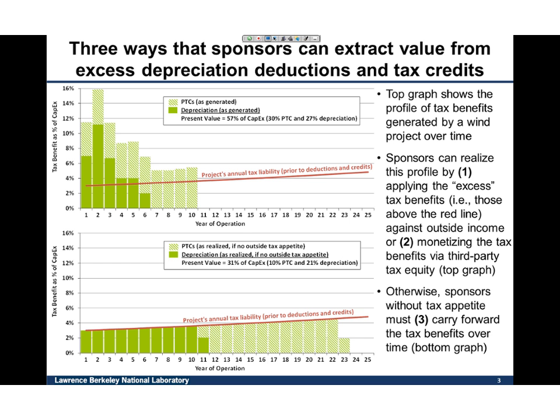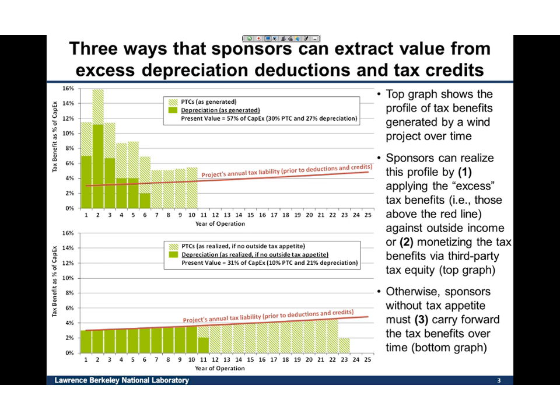Finally, if the sponsor does not have tax appetite on its own and is unable to find a willing tax equity partner, then it can carry forward the tax benefits for up to 20 years until they can be fully absorbed by the project itself. And this is what's shown in the bottom graph.